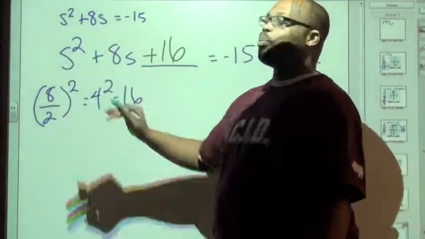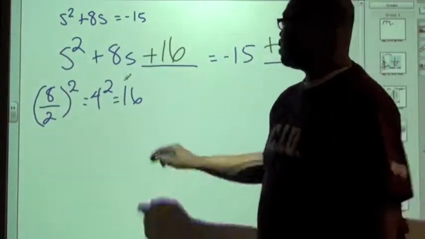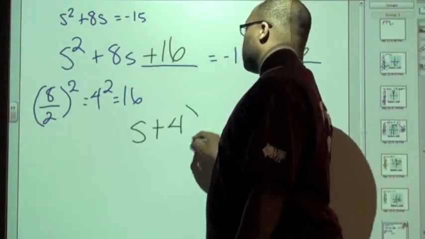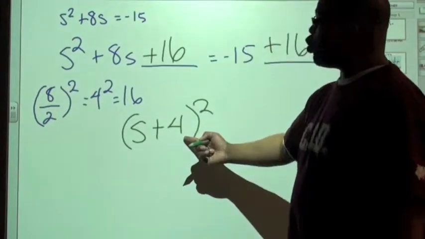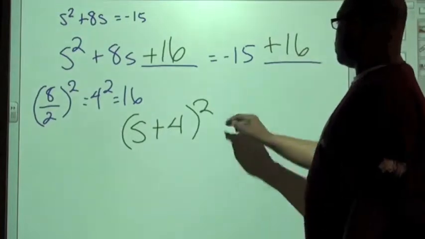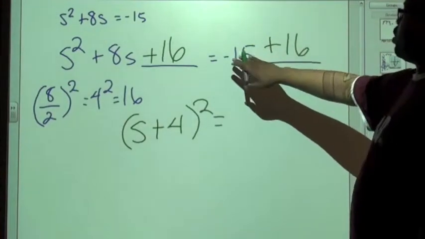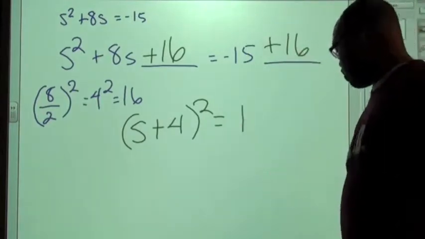Recognize that this is now a perfect square. So I can rewrite this as s plus 4 squared. Why, you ask? 4 times 4 is 16. 4 plus 4 is 8. It's a perfect square trinomial. All right? 16 minus 15, or negative 15 plus 16, is 1.